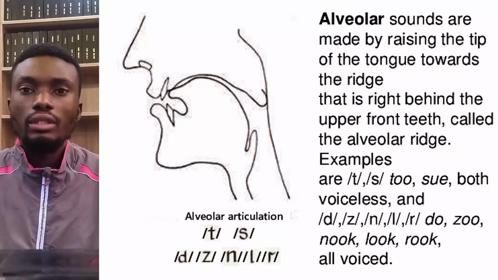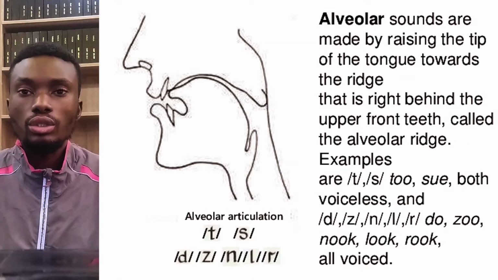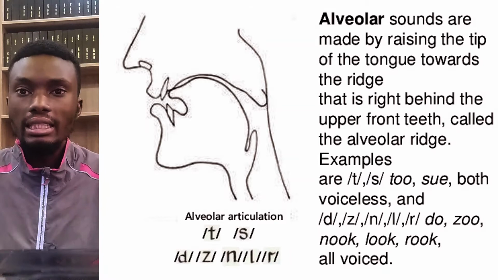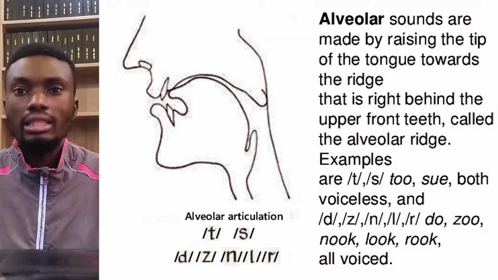L. L is an alveolar sound. That is, the tip of your tongue is touching your alveolar ridge, like in lion. M. M is a bilabial sound. That is your lips. N, and N is an alveolar sound. The tip of your tongue is touching your alveolar region.